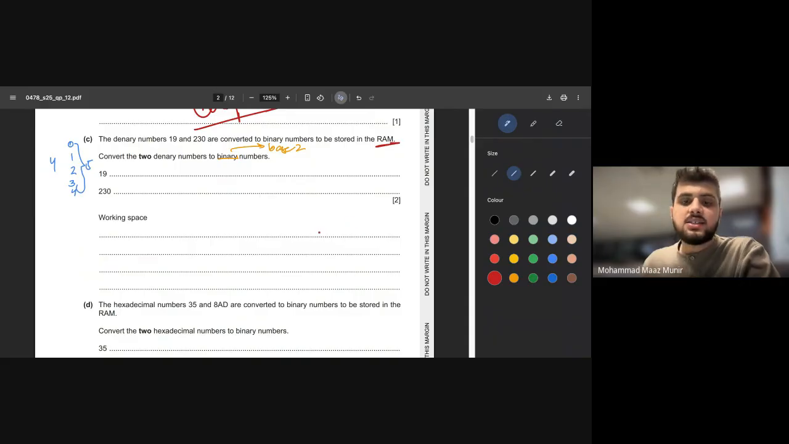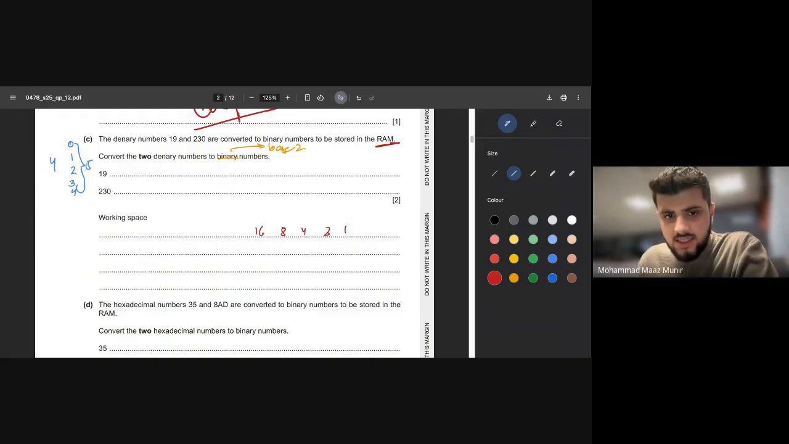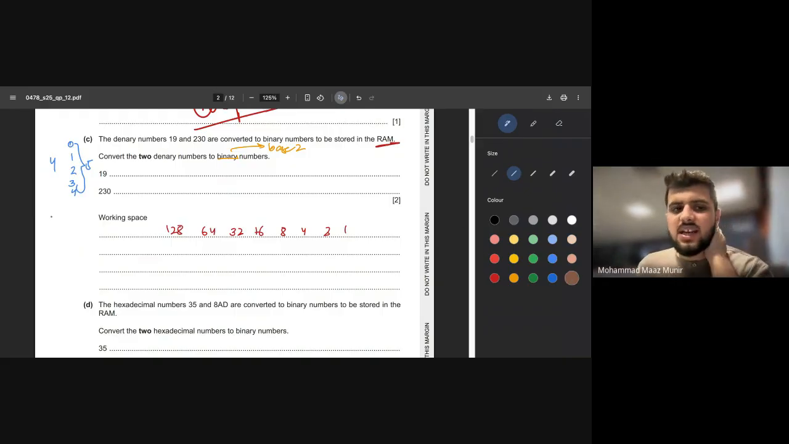The other method is, considering I know I have to store this in a register, why not assign values? Like I can go 1, 2, 4, 8, 16, 32, 64, 128. Always go till 128. Okay, my tip. Whenever values like these come, they are usually less than 256.